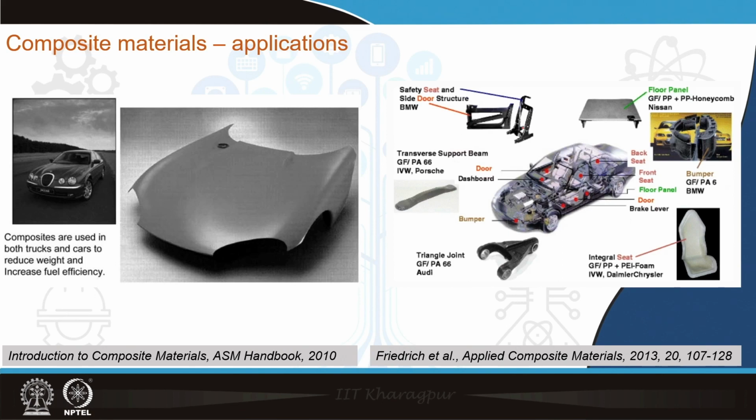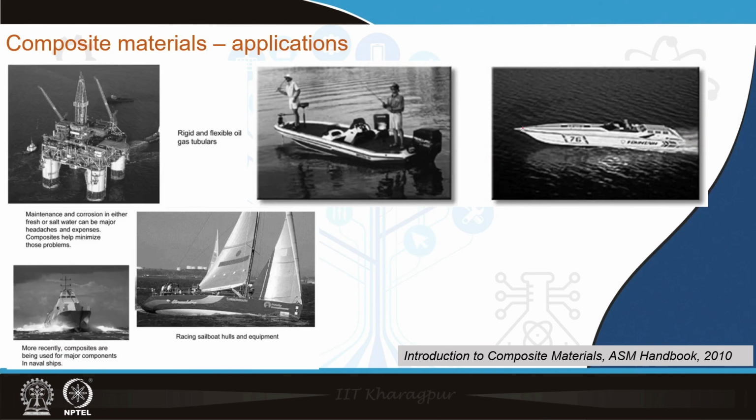Also in automobile applications, as is being shown in this particular slide, there are many parts in modern automobiles which actually depend upon composite materials. These are mainly polymer matrix composites, but as we will see afterward, there are also metal matrix composites, like in brake pads where friction plays a very important role, and there also composites are extremely important.